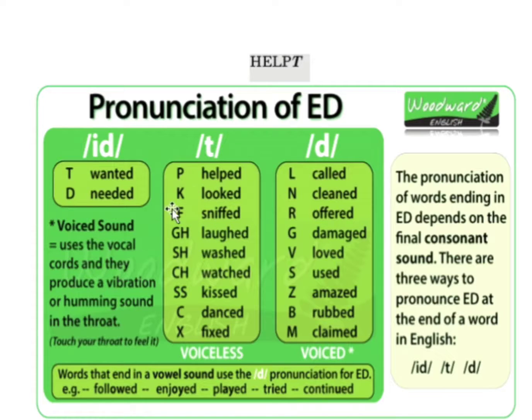Next case, when the final sound is a K sound, like look, look. You see, K sound. We add ed and we say looked, looked. Yes, you pronounce the K and you pronounce the T. Okay, this is the way you write the verb. This is the way you pronounce the verb.